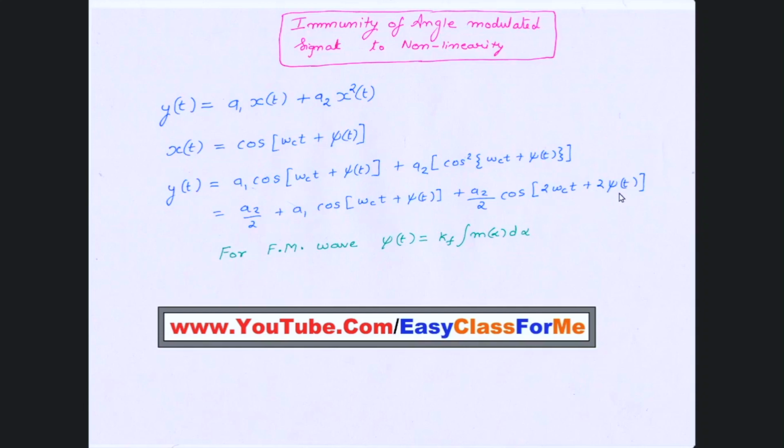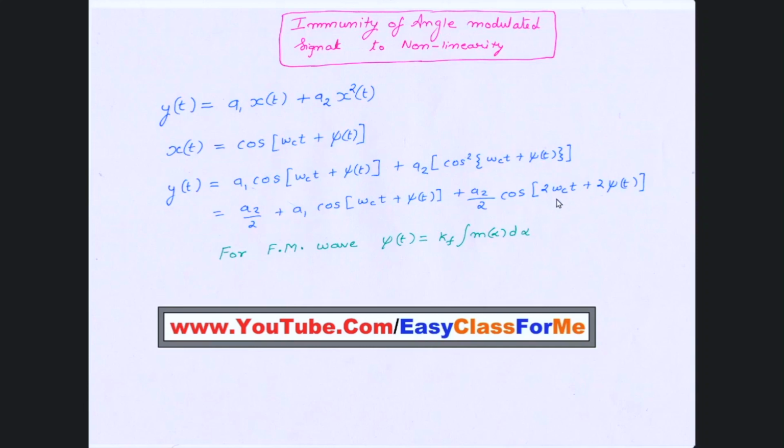And in the second term, you see you have got twice of psi t and twice of omega ct. Means here the carrier frequency is doubled, as well as the frequency deviation that we have got is also doubled, twice of psi t. Here you also have got psi t, so it becomes twice of psi t.